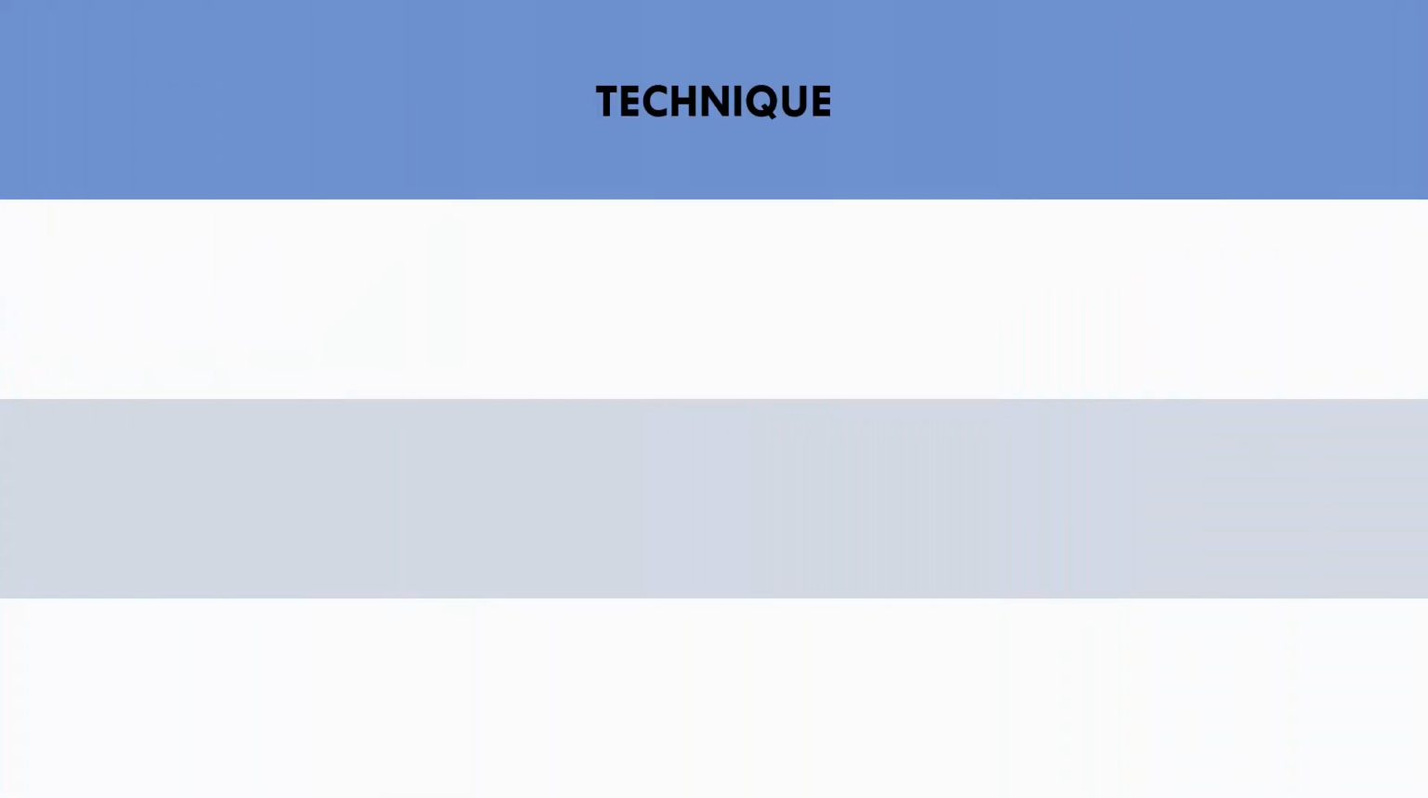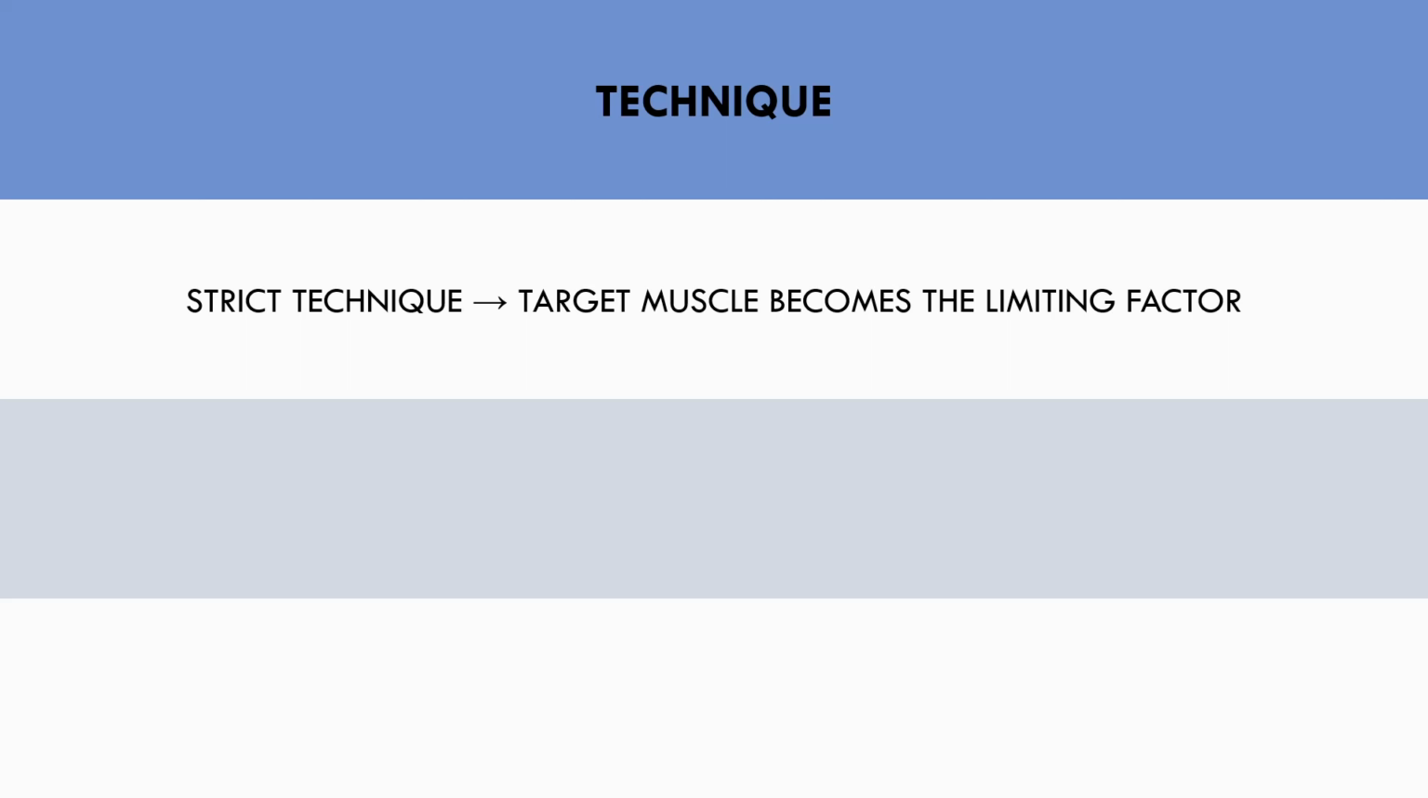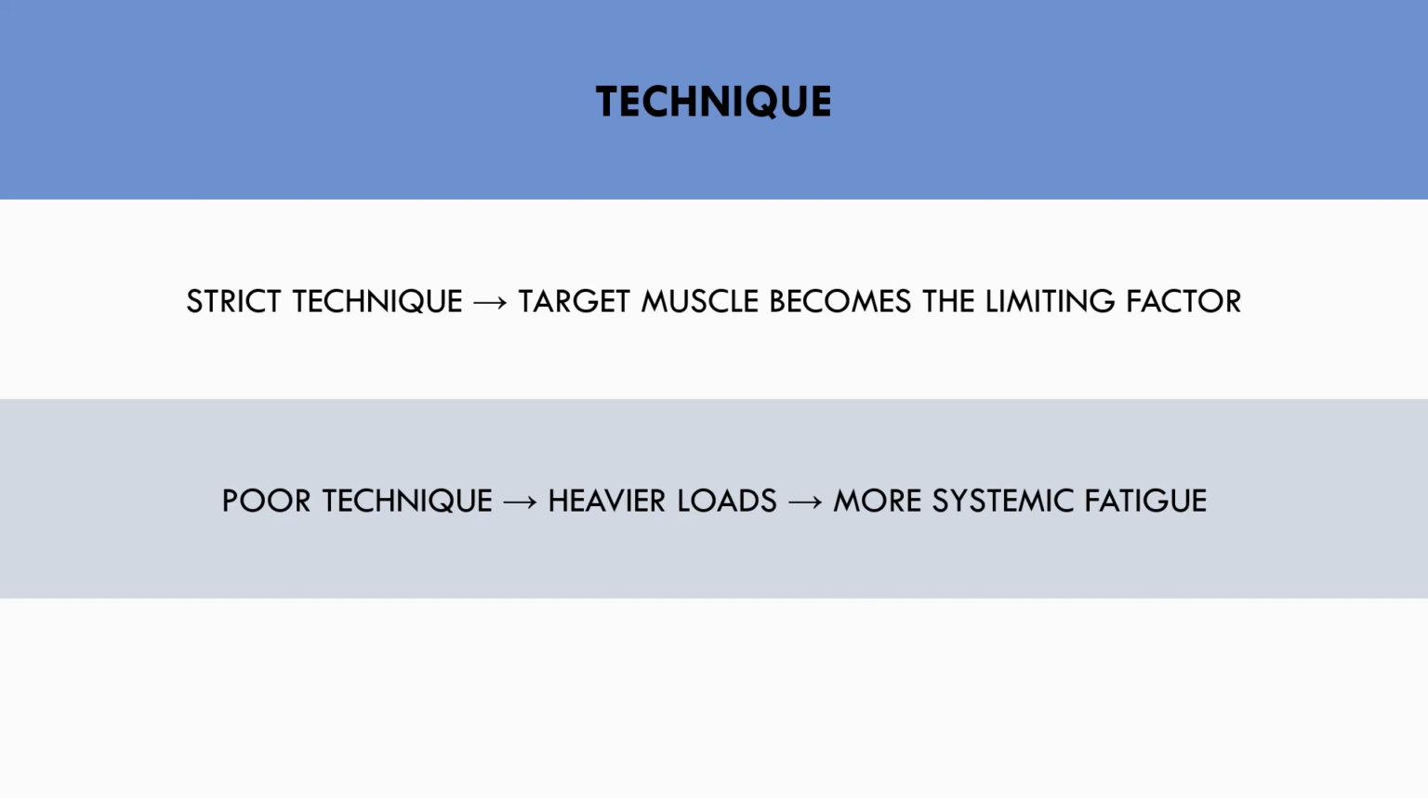The first factor which contributes to volume quality is technique. So why is technique so important for volume quality? Well, essentially, if we use a strict technique where the target muscle is the limiting factor, then we are placing maximal tension on that muscle group and that muscle group only. If we use poor lifting technique for an exercise, we may run into some issues. One issue is that we may use more weight than we require, which is unnecessarily systemically fatiguing for no extra stimulus to the target muscle.